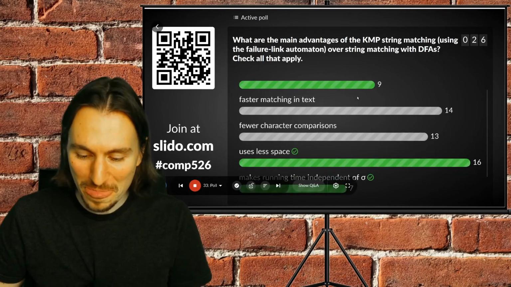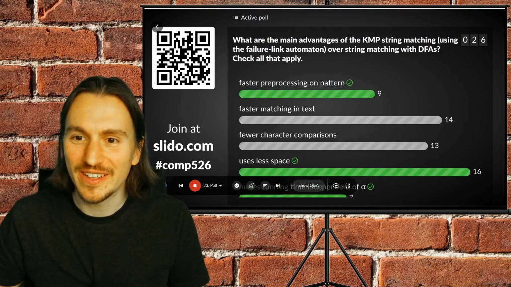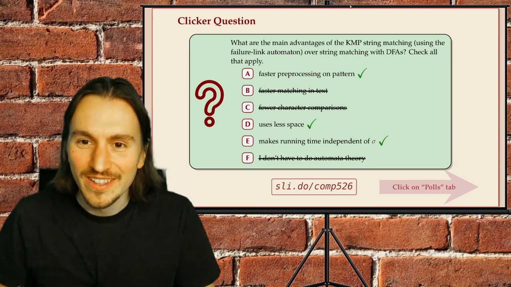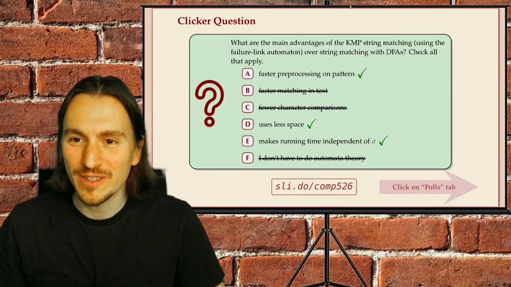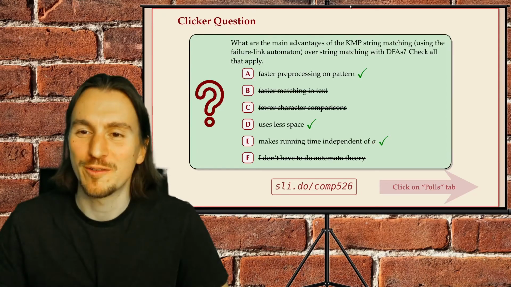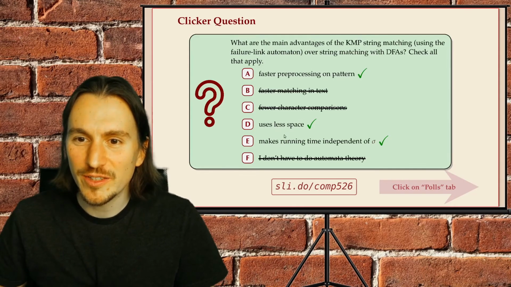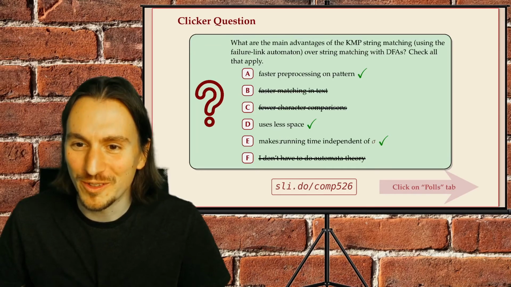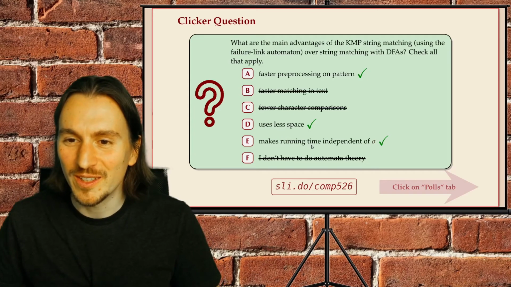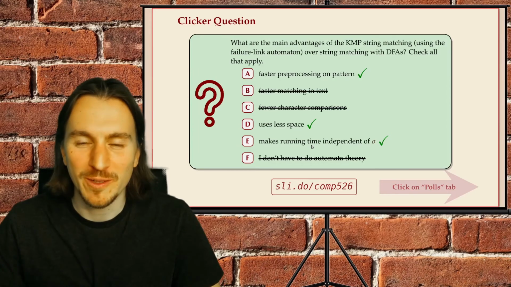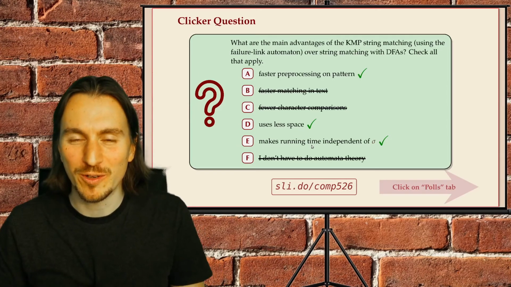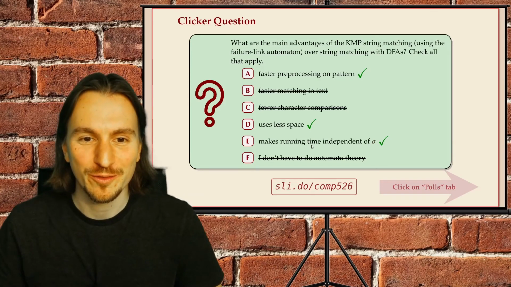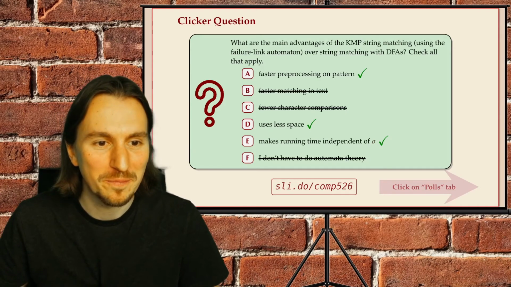And the main points are, let me show this on the other part. KMP is faster in terms of the pre-processing because we don't have to factor sigma. It uses less space. That's something I've stressed a lot, so almost all of you ticked this one. And it makes the entire running time independent of sigma, which is an important fact if you use, for some reason, a very large alphabet, like you allow the entire Unicode alphabet.